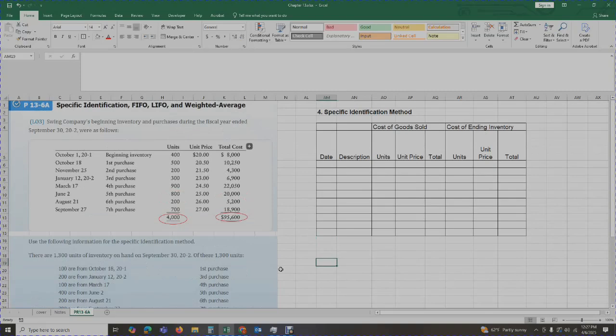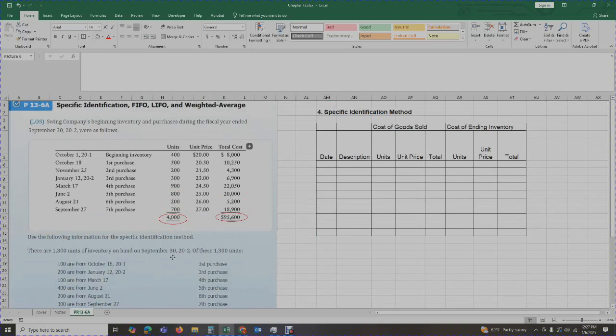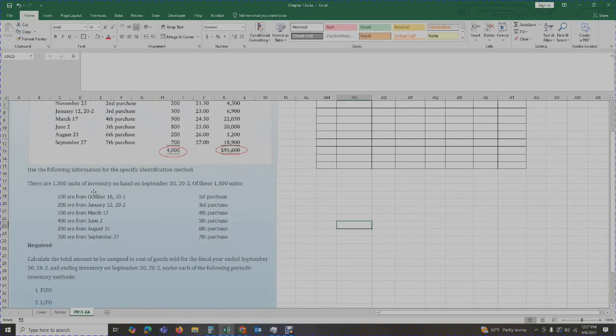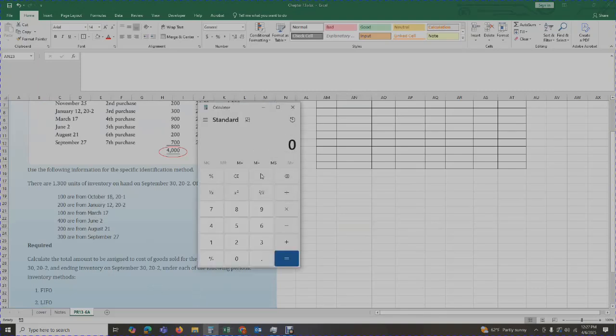Excuse me. So we're going to use that information. We've got 1,300 of inventory on hand. Of these 1,300 units, they basically tell you what we have on hand. Okay, so let me rerun the numbers just to make sure.